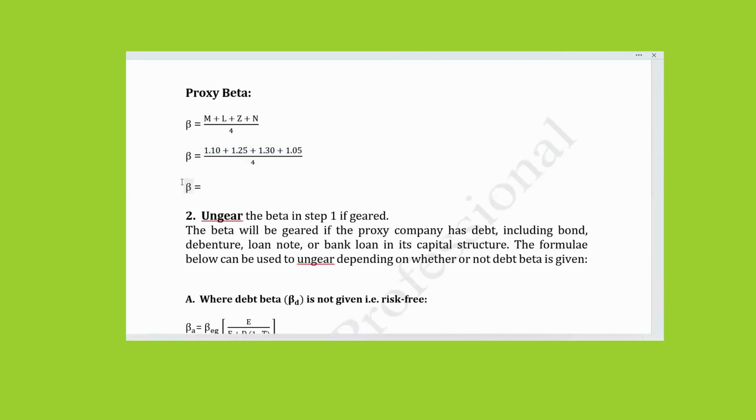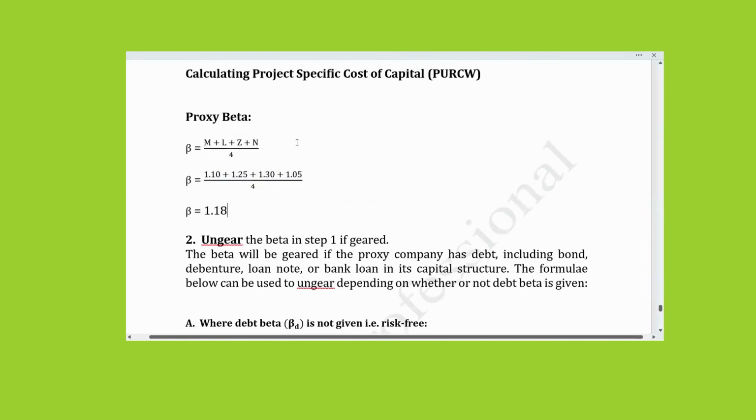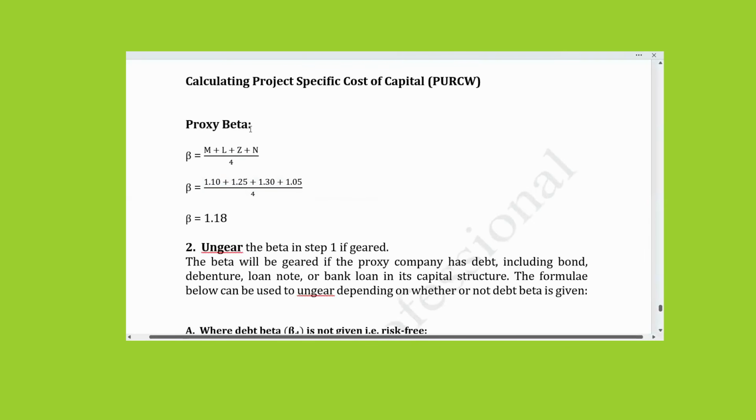Thank you. So as you can see, the betas given to you in the question are in 2 decimal points. Your final answer also must be in 2 decimal points. So 1.175 rounded to 2 decimal points is 1.18. So with this, we have identified the proxy beta. Then step 2 says we should ungear the beta if it is geared.